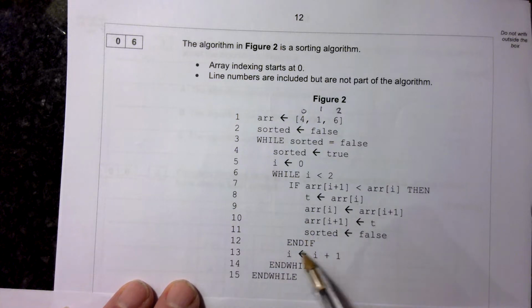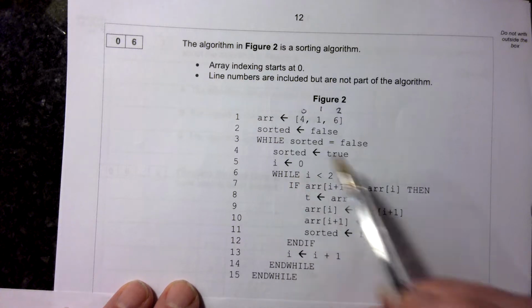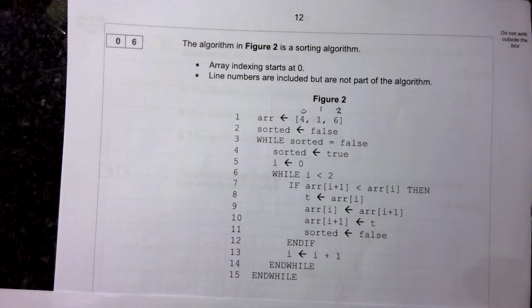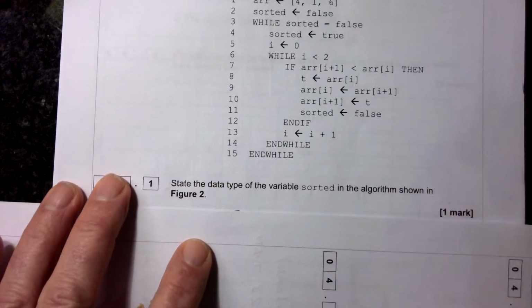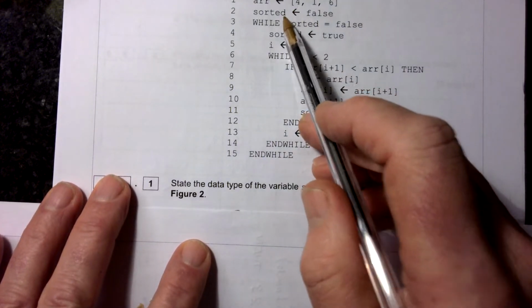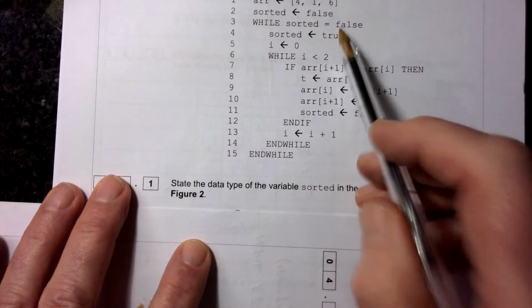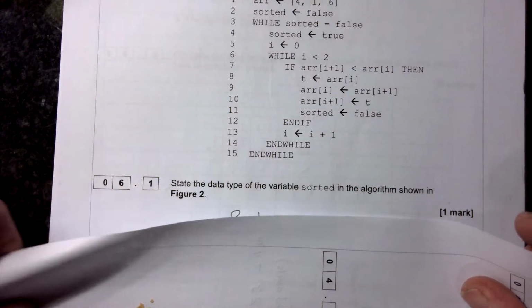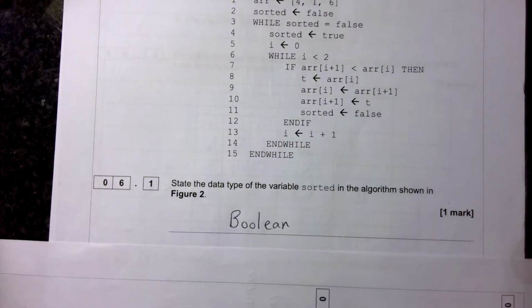Then we're going to make I equal to I plus 1, so I will become 1. Back we go. Is I less than 2? Yes, it is. And so on and so on. Okay, let's proceed onwards. What's the data type of the variable sorted? Well, sorted is set to false there and true there. What kind of variable can only be true or false? That's a Boolean variable, preferably with a capital B, but don't worry if not.